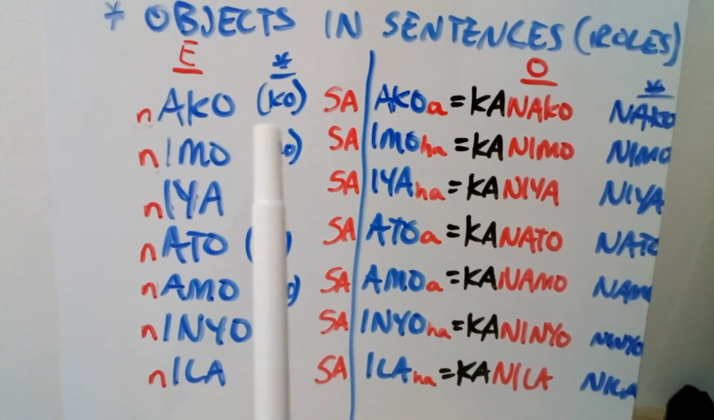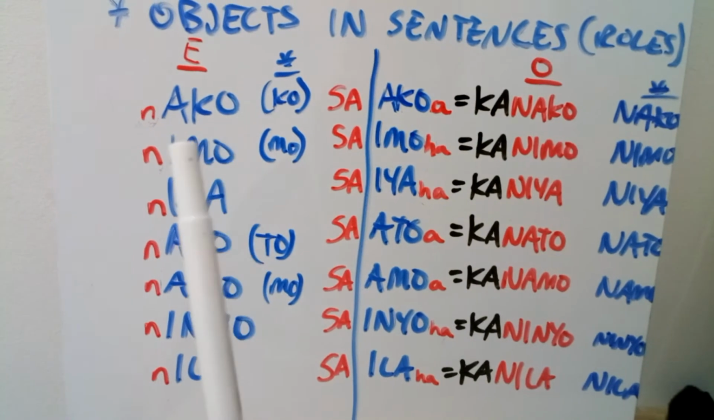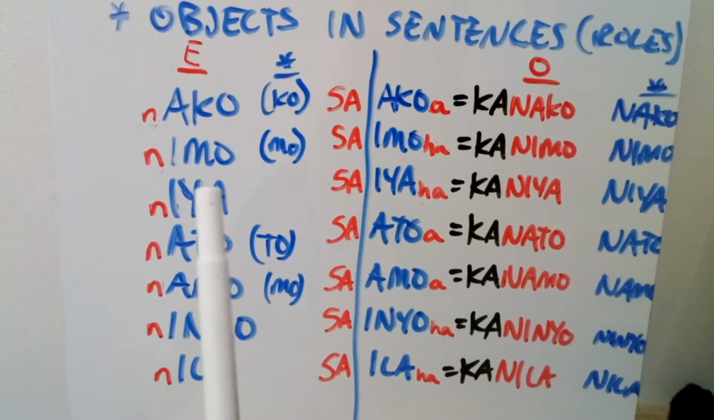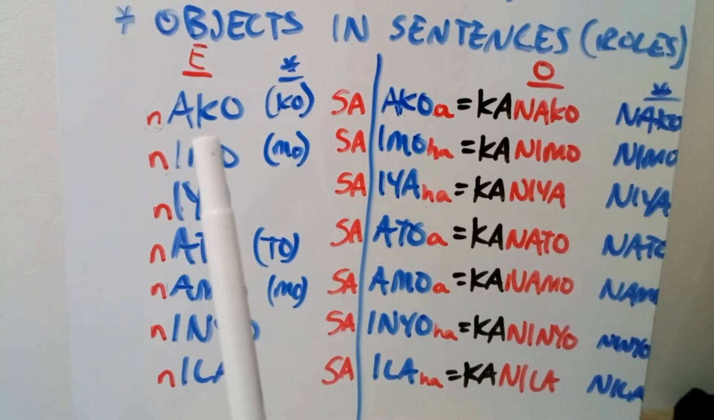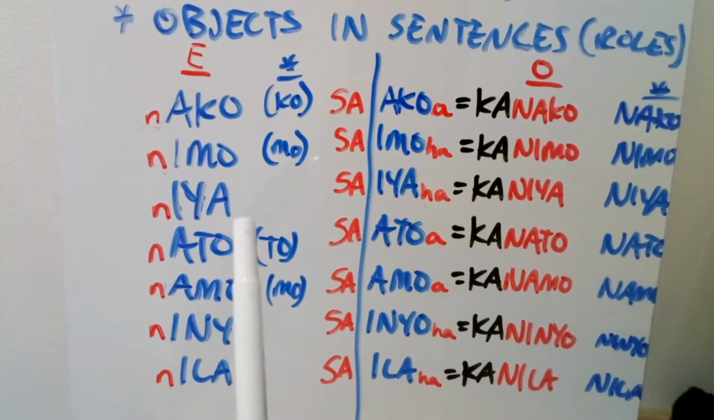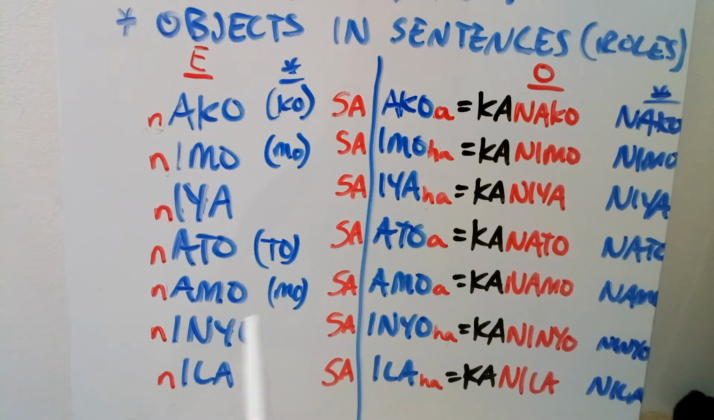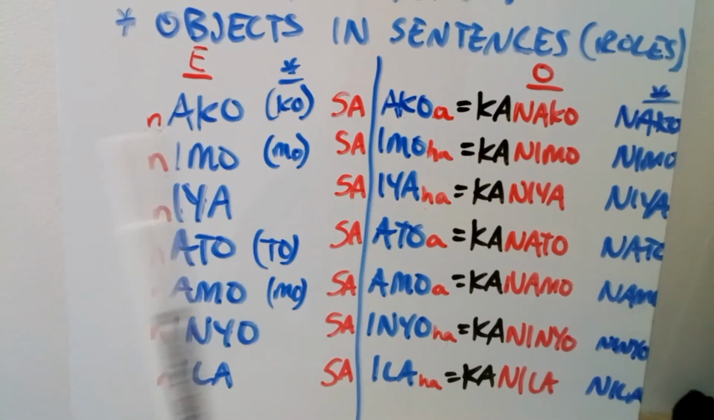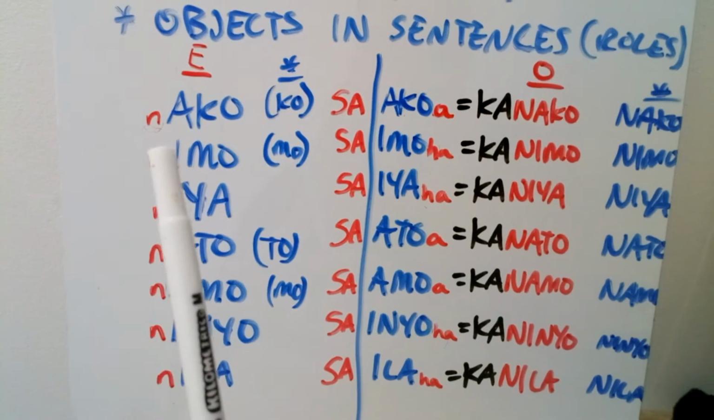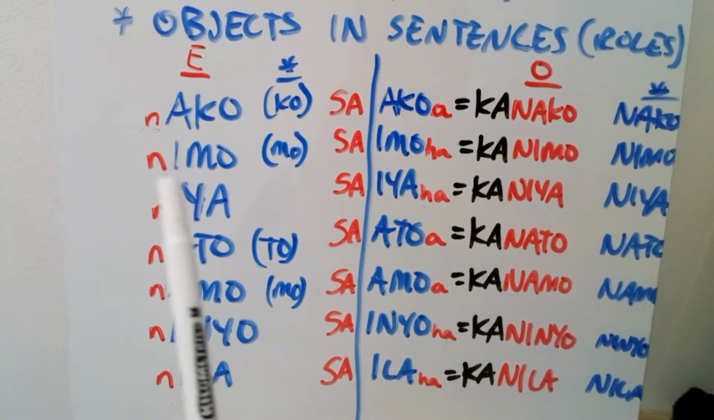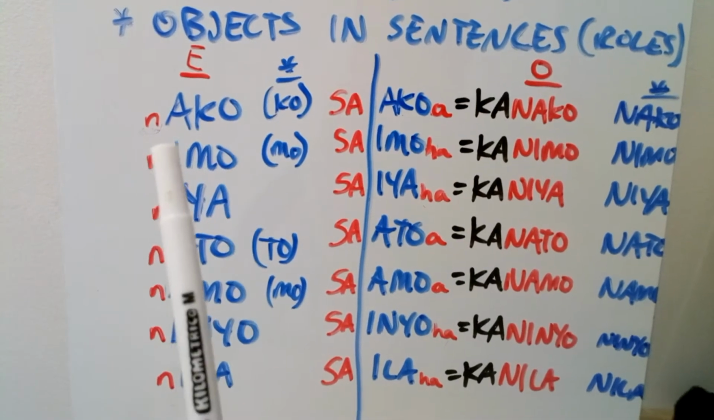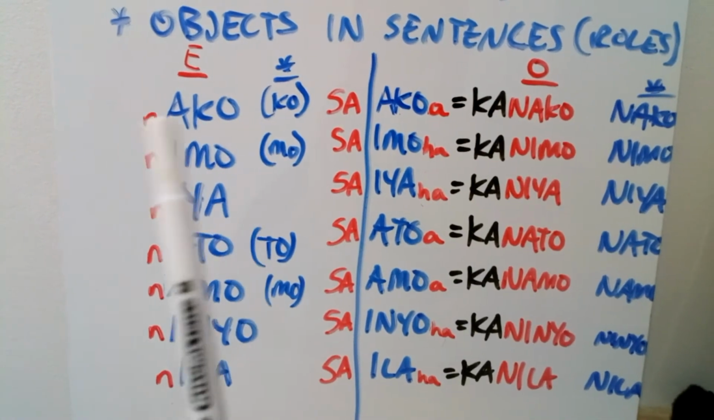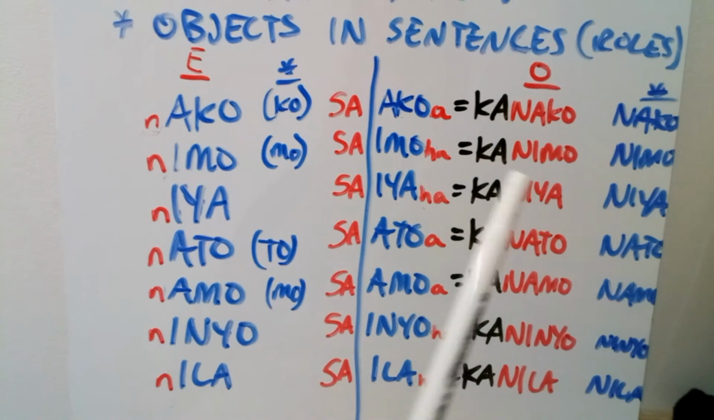But here in the ergative, I wrote down in blue, if you're not colorblind, hopefully you're not, because I know there's some colorblind people: ako, imo, iya, ato, amo, inyo, ila. Those are just the basic unit of the pronoun. But when we add that na, the letter na in red, please don't be colorblind, it changes the whole basic unit to an ergative pronoun. All right? Easy, easy, easy.